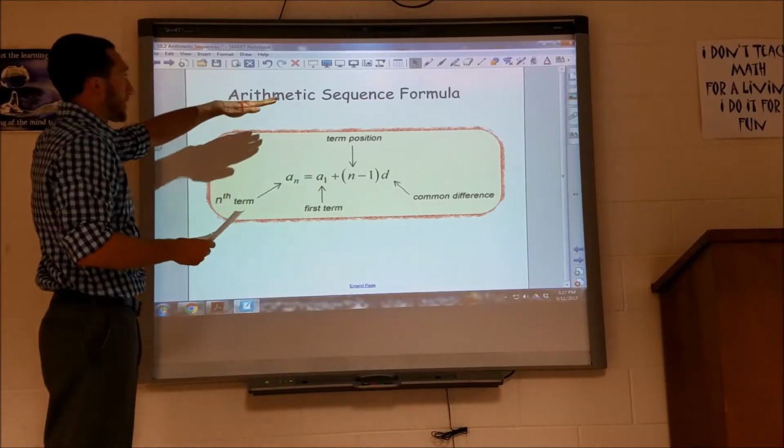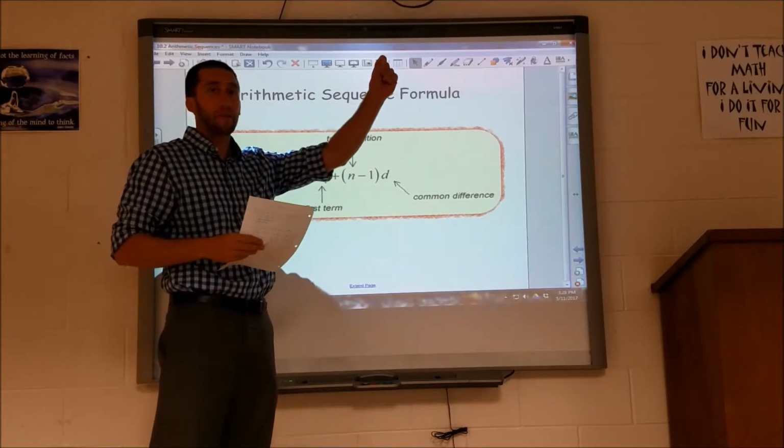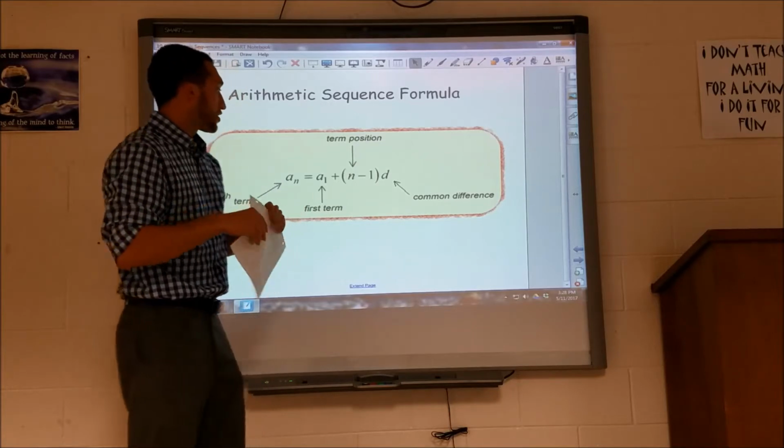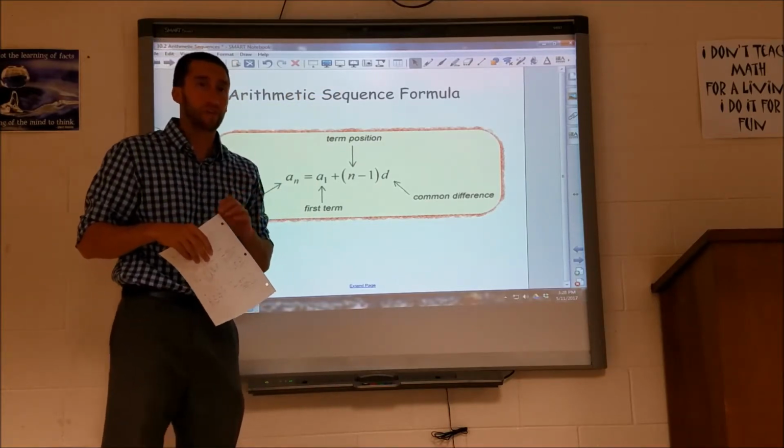And that's what we mean by arithmetic sequence: we're either adding a number every time or subtracting a number every time. So we're not going to be multiplying or dividing. Strictly, sequences that involve adding and subtracting are arithmetic sequences.